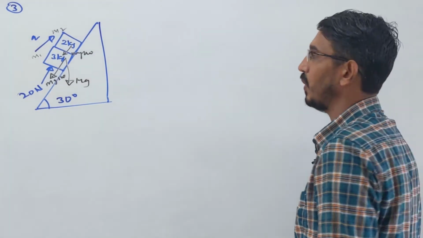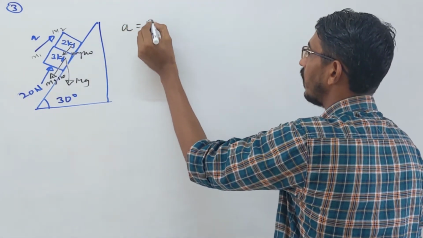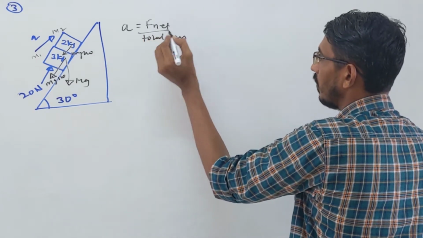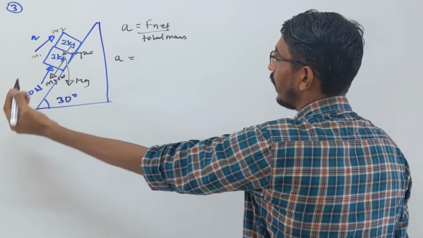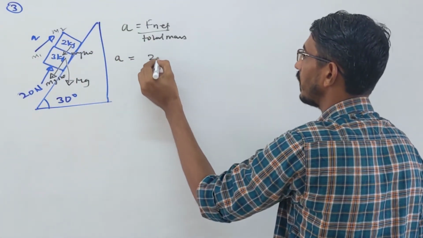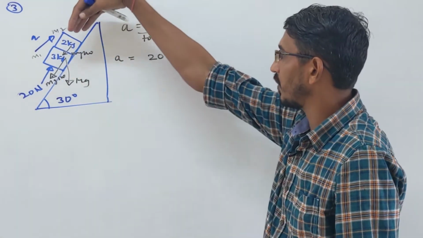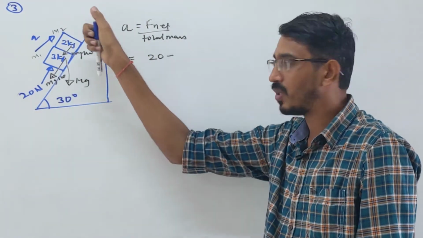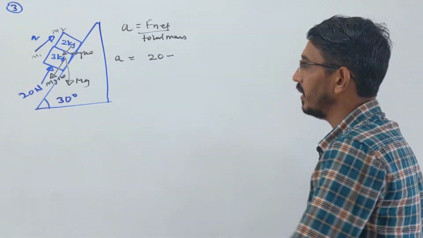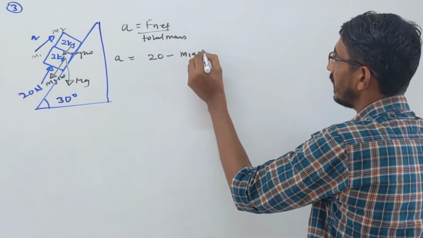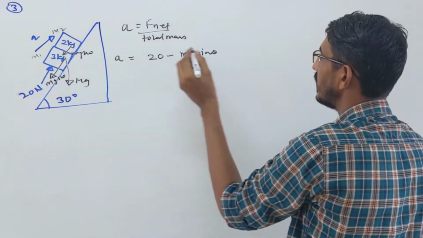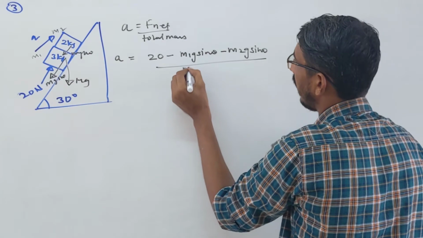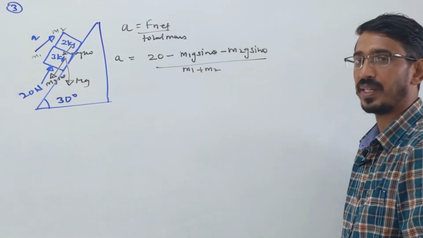Now how will the net acceleration look? The formula is a equals F net by total mass, right? So what is the net force here? The force which is helping it move upward is 20 Newton, and who is opposing this? The weight of these two, but not mg. The component of weight along this incline is mg sin theta. So m1g sin theta, this is the weight of the first block. Similarly minus m2g sin theta, divided by the total mass, m1 plus m2. This is the formula, right?